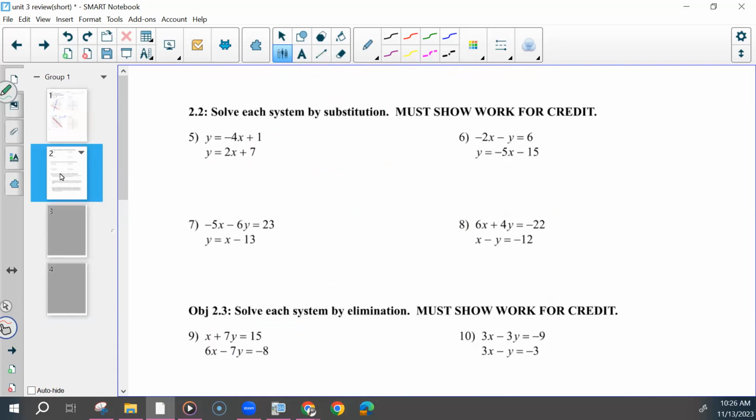So these 4 are solving by substitution. There are different ways to view them. One, we have to look for an equation that is solved for x or y, and then go from there. We'll go over it over and over.